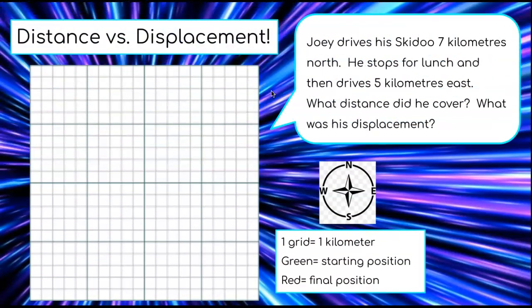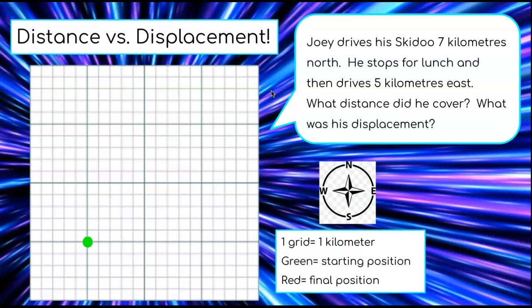Now let's look at a quick example of finding distance and displacement of a moving object. So in this example, it tells us that Joey drives his Skidoo 7 kilometers north. He stops for lunch and then drives 5 kilometers east. What distance did he cover and what was his displacement? So if we look down here, we see that in our grid, each one of those squares represents 1 kilometer. We're also told that the green dot here represents his starting position.